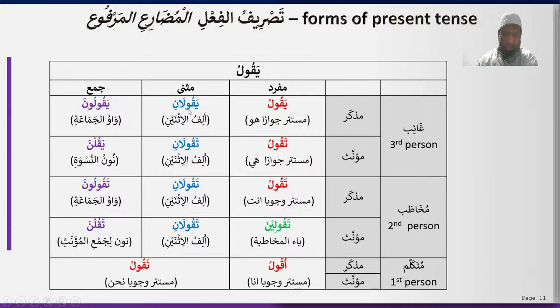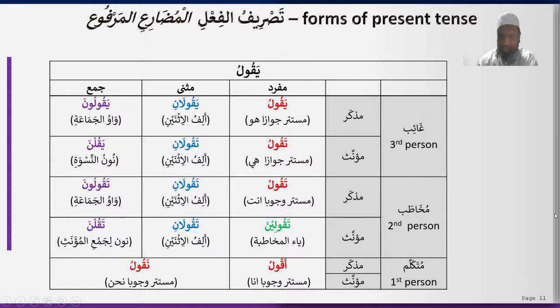يقولان, it is مرفوع بثبوت النون لأنه من الأفعال الخمسة. So يقولون ثبوت النون أفعال الخمسة. تقولين ثبوت النون because من أفعال الخمسة. Here يقولن, this noon niswa not changed, and تقولنا here noon لجمع المؤنث also not changed.